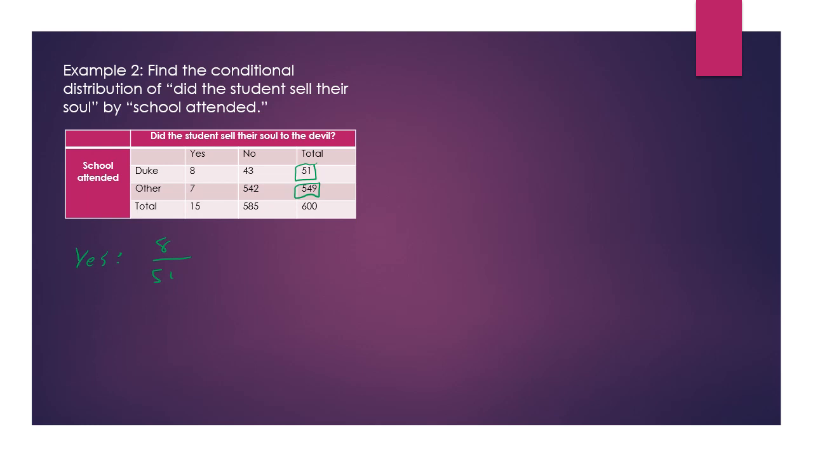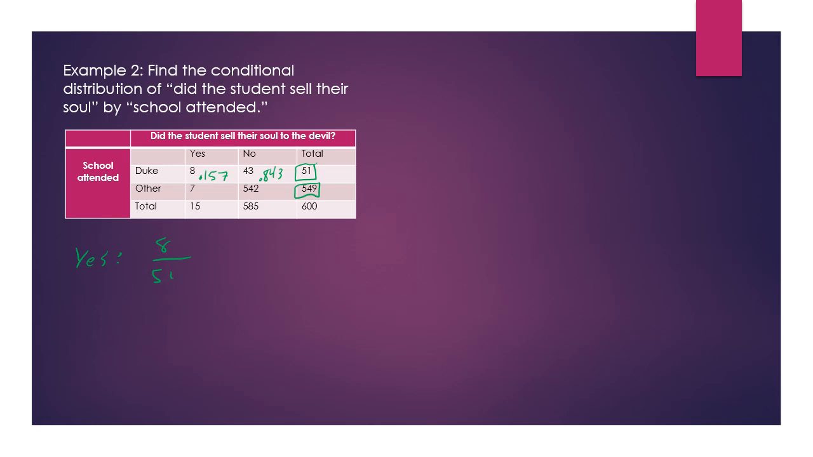for 15.7%. Let me make sure I did that right. I feel like maybe I hit a button wrong there. 8 out of 51 is in fact 15.7%. So 0.157 goes here this time, which means the remaining 84.3% who went to Duke did not sell their soul. So 0.843. I'd be hard pressed to find those 84.3%, but you know, that's what they say.